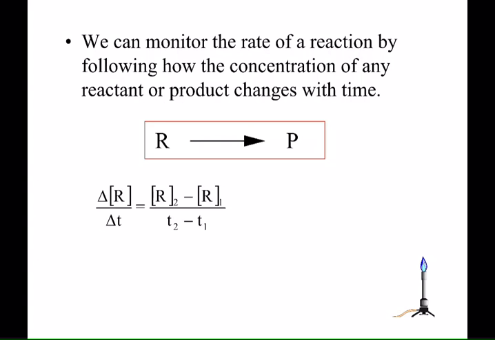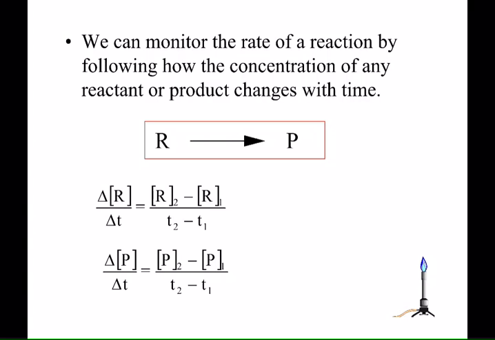Basically, you take two times, and time 2 is usually later than time 1. So you take the molar concentration at time 2 minus the molar concentration at time 1, and then you take the difference in the times. Now, for a reactant, the concentration at time 2 will be less than at time 1, so these are going to be negative.